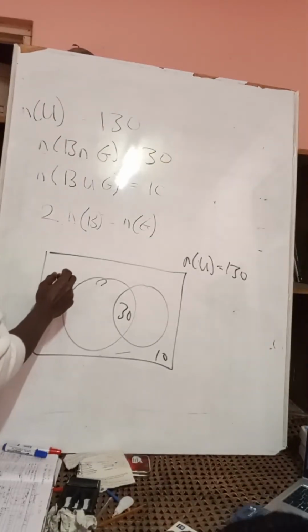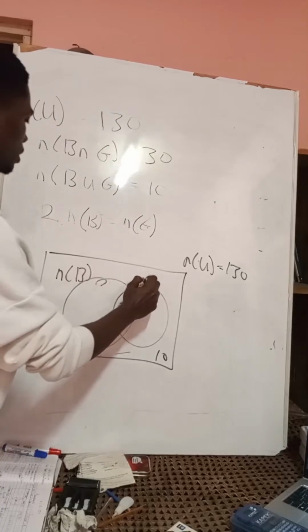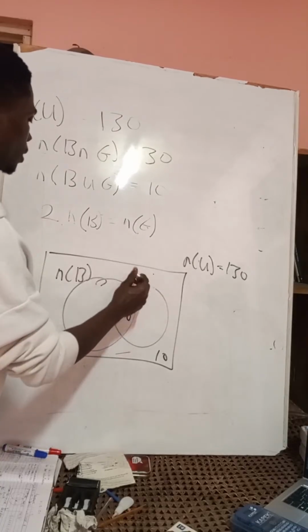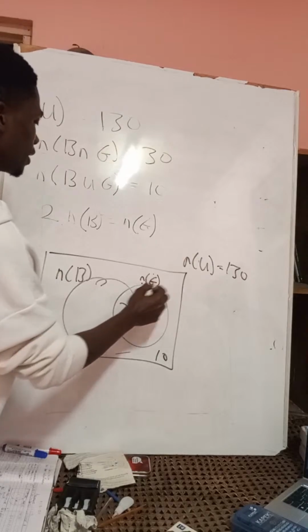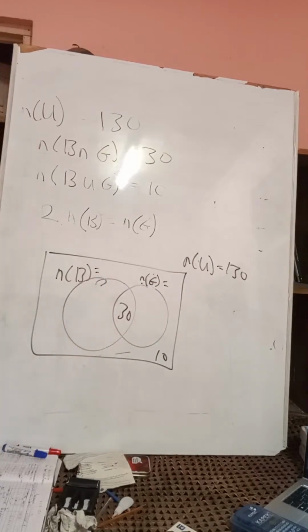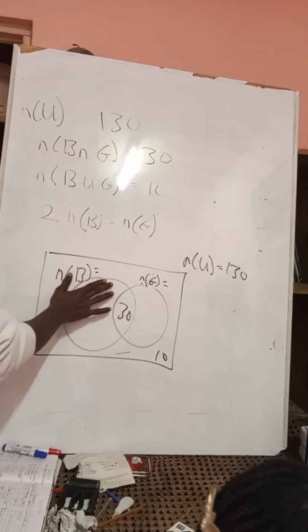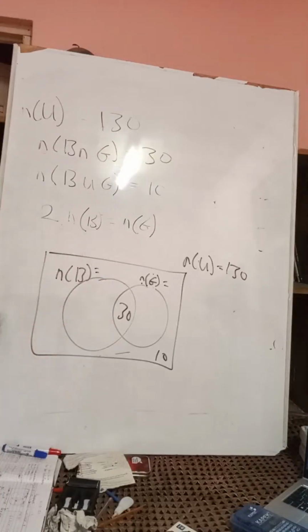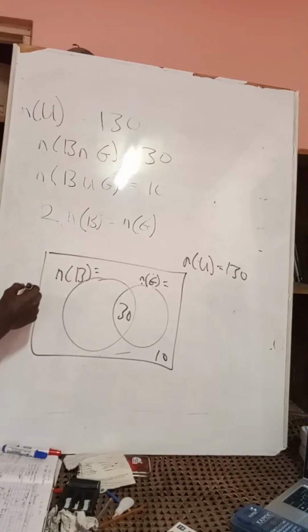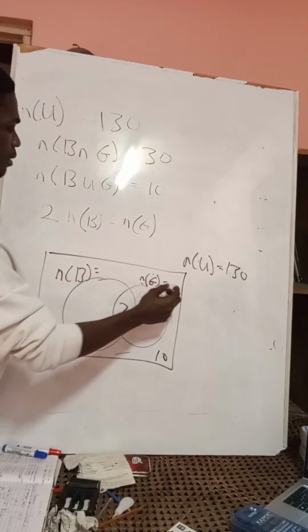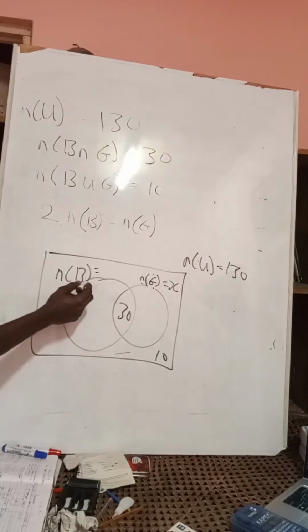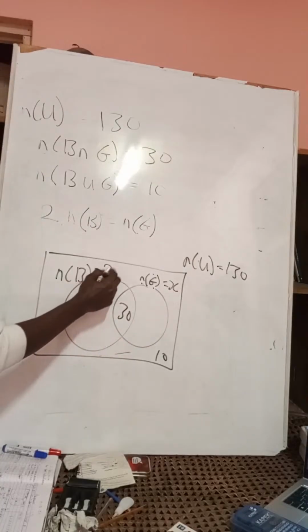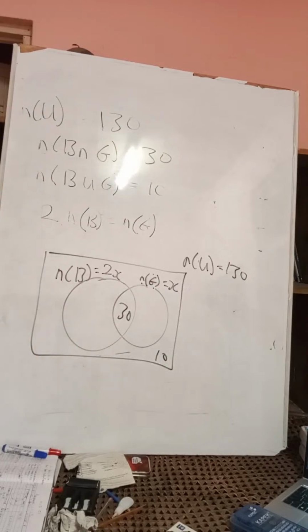So let's here represent the number of b, and here represents the number of g. Now when you come here, this is simple. This is 2 times this one, which means that if the number of g is x, then the number of b will be 2x. Thank you very much. Do you understand?